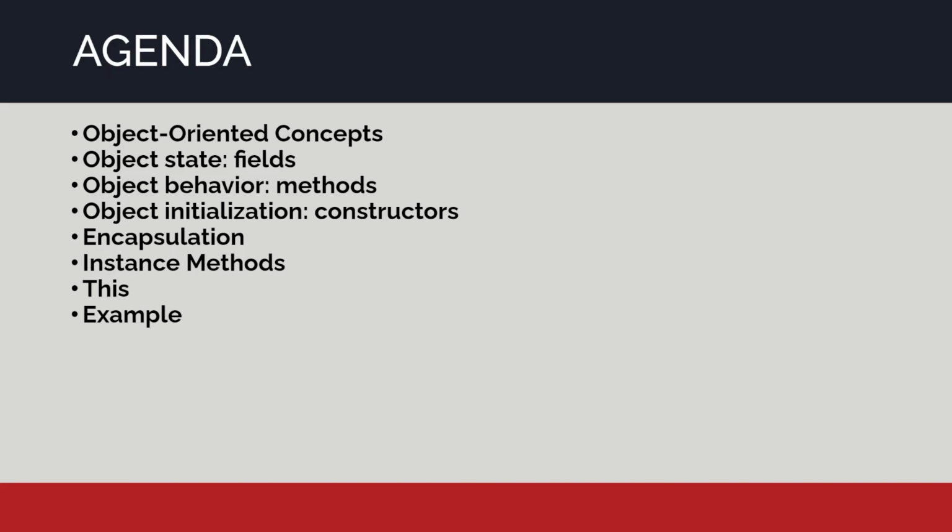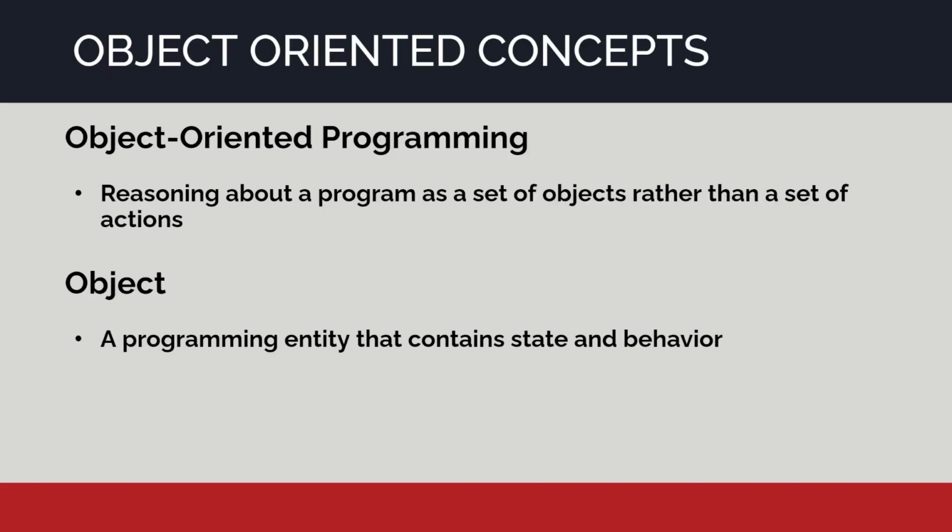Great. So what is object-oriented programming? Object-oriented programming is just talking about a program as a set of objects rather than a set of actions. That forces us to really define what an object is. Objects are entities. They're like things. Entity is just a fancy word for thing. Things that contain two categories of stuff inside of them, and those two categories are state and behavior.